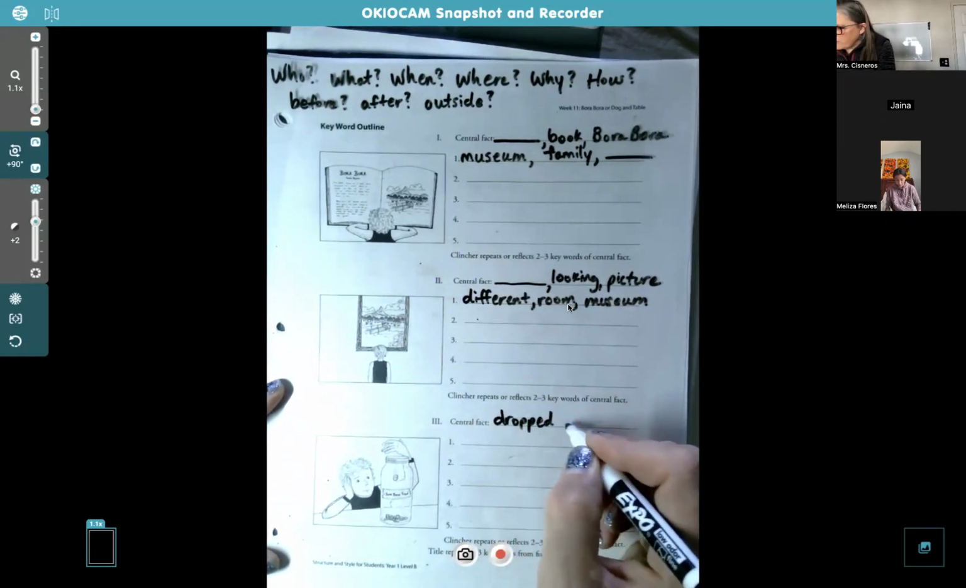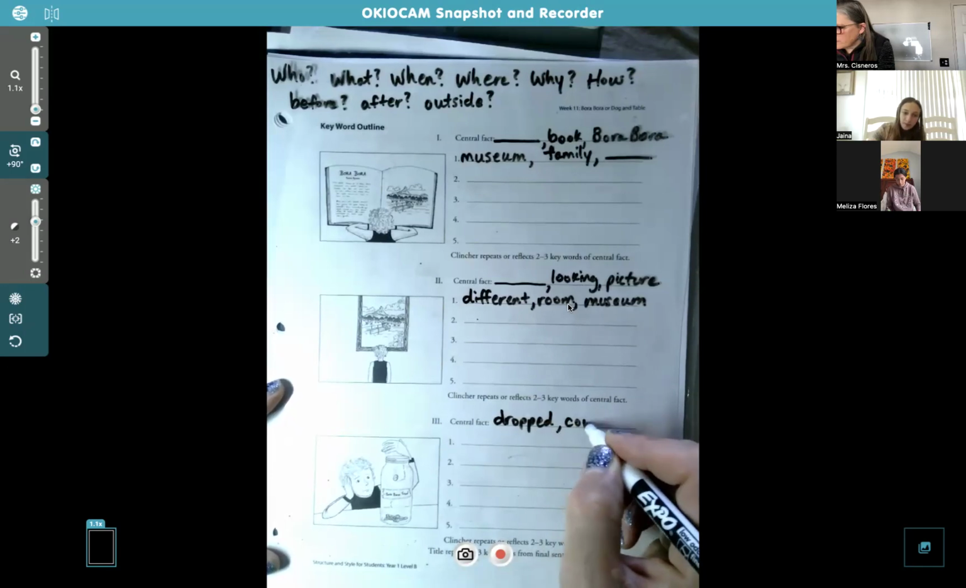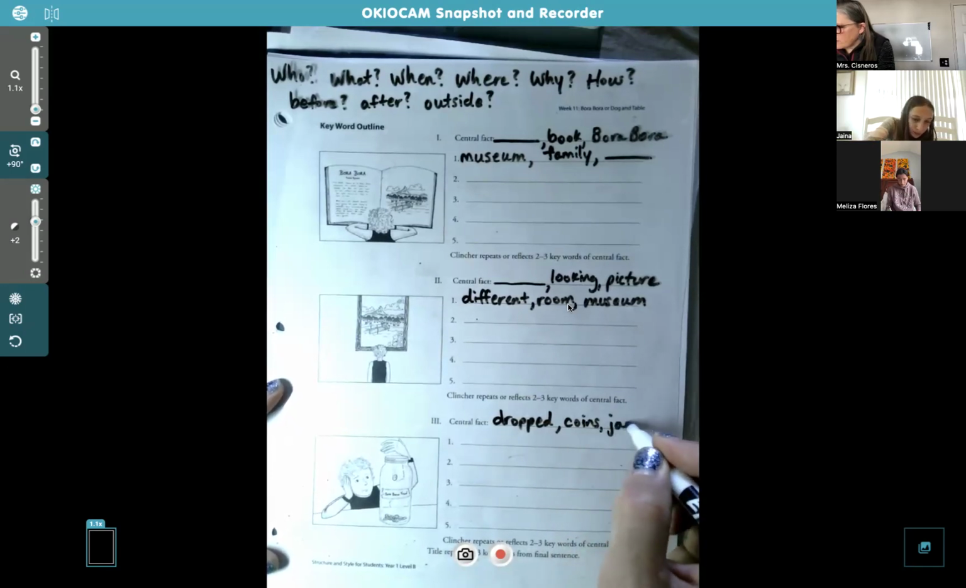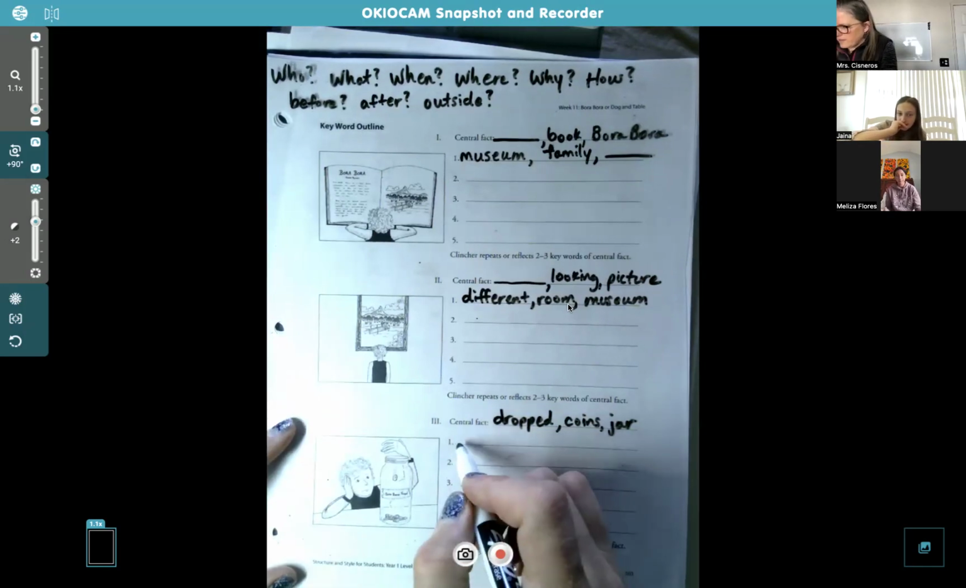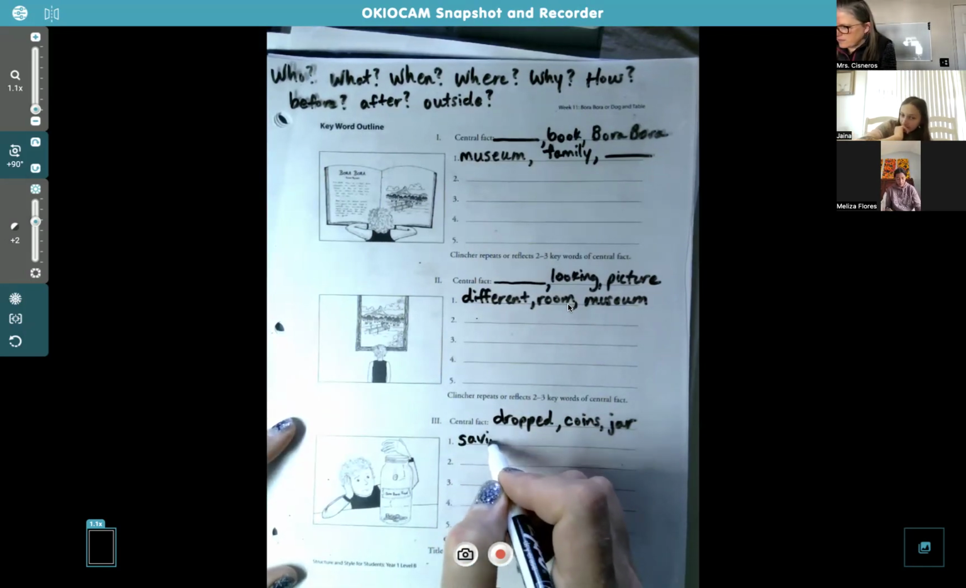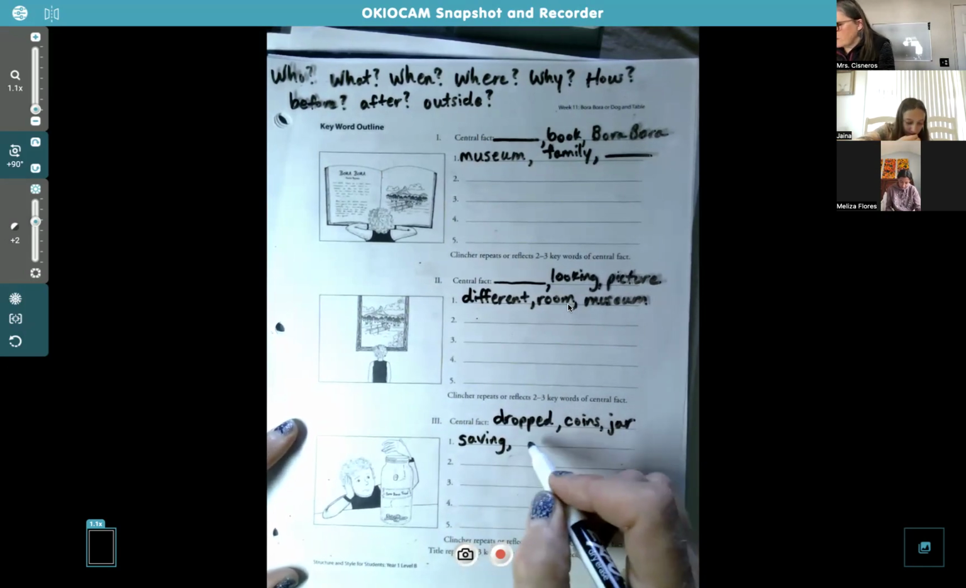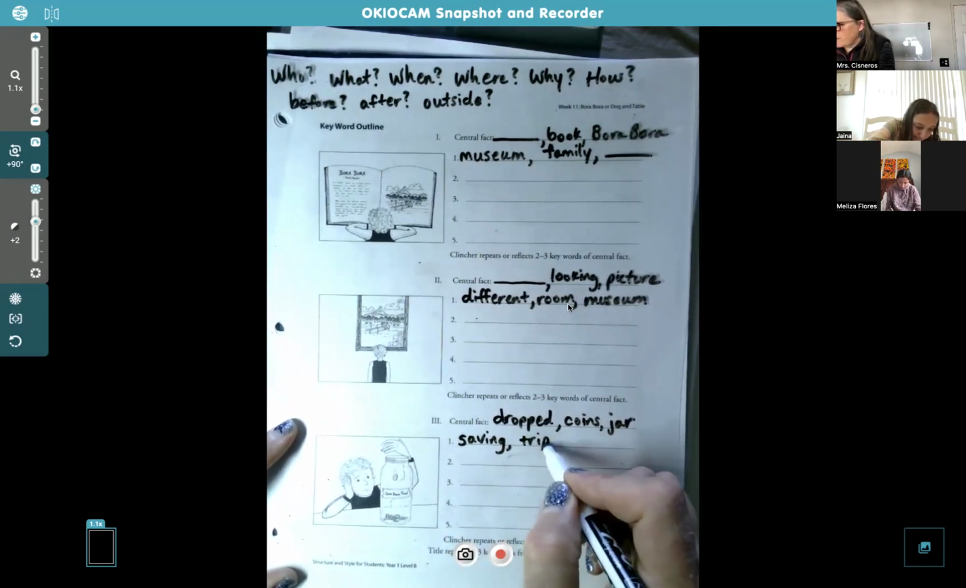Or dropped. I'm going to use past tense. Coins, jar. Why? There's a good question word from up here. Why do you think he's doing that, Lily? Maybe to save up for a trip to Bora Bora. I like it. Yep. It says Bora Bora Fund on the jar. Oh, yeah. There you go. Saving, trip, Bora Bora.